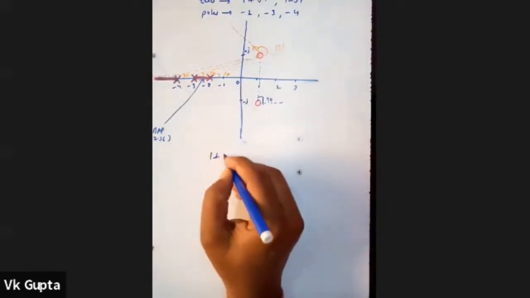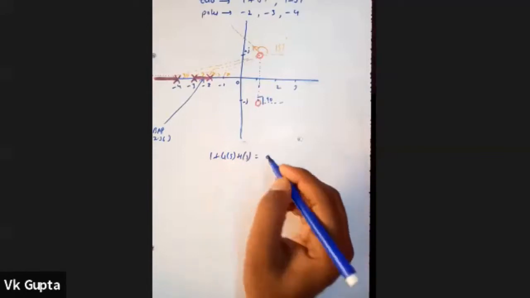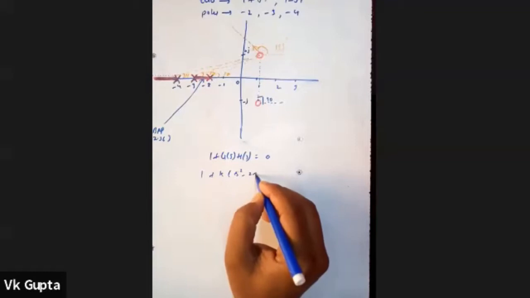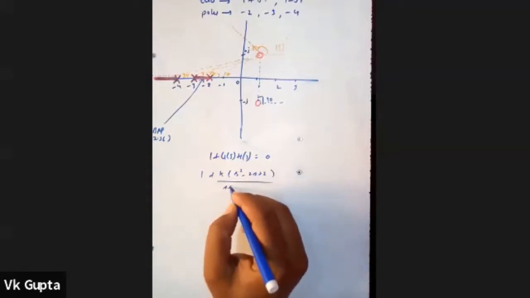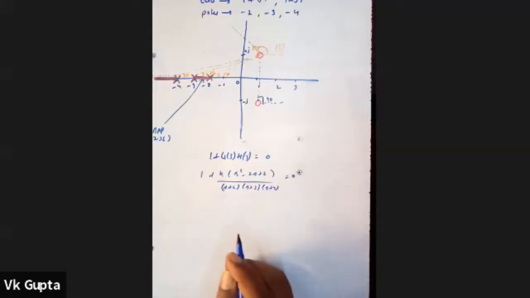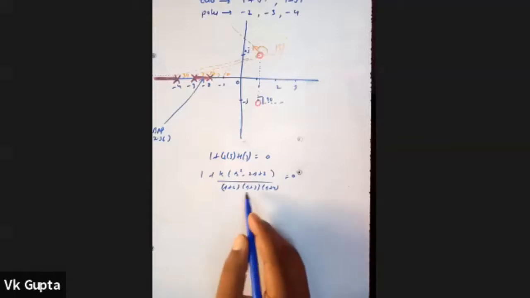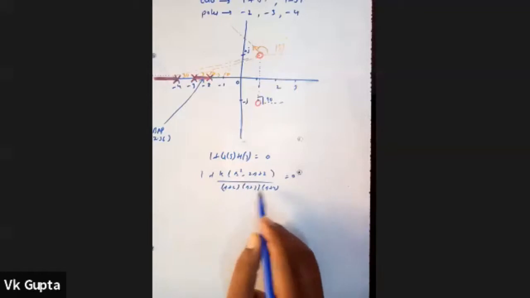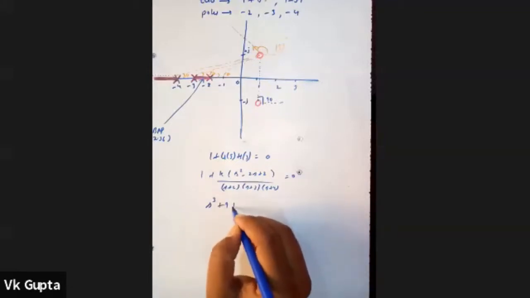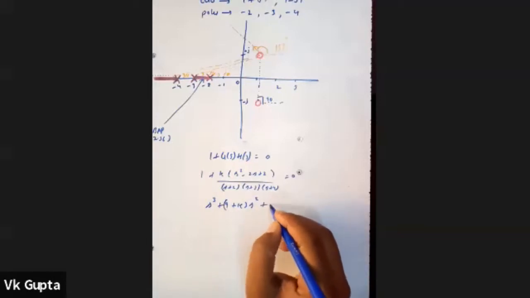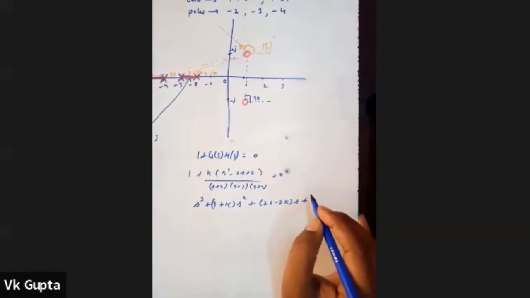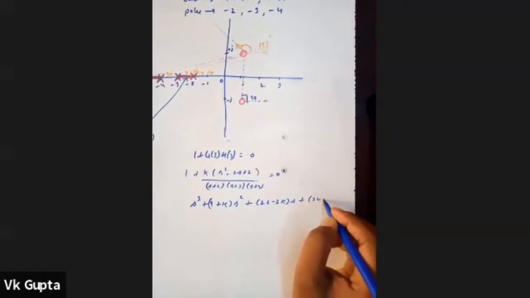So 1 plus G(s)H(s) equal to 0. Let us start with the characteristic equation. 1 plus K (s square minus 2s plus 2) divided by (s plus 2)(s plus 3)(s plus 4) equal to 0. So cross multiply and the bottom part will become the denominator. So you get s cube plus (9 plus k) s square plus (26 minus 2k) s plus (24 plus 2k) equal to 0.